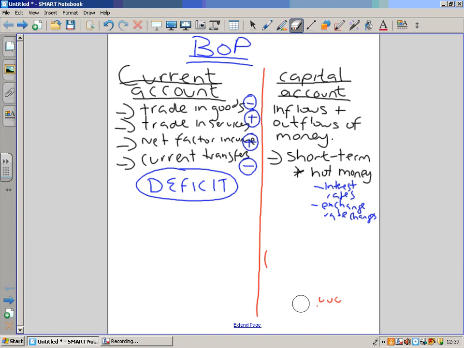So that will only be a short-term investment. As soon as interest rates start to go up elsewhere or fall in the UK, that money will be extracted again. Exchange rate changes. Let's imagine we have our same American citizen.